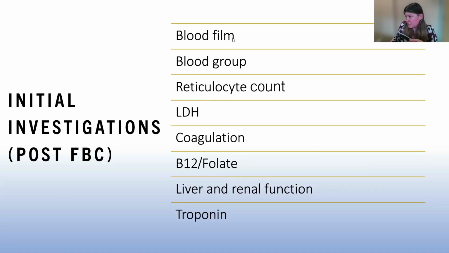The initial investigations we would recommend are listed here. We've talked about lots of these already: film, reticulocyte count, and LDH. And then there are other things to exclude other causes, and then to look at the degree of the end organ damage, like the troponin. Looking at that list, how many of those things do you feel that you would be able to access? Which of those tests do you think you would be able to get to?